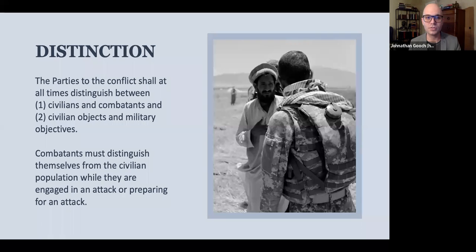But the same is true for civilian objects and military objects, right? And those are not always as clear, but a distinction has to be made before an attack is made. Is this a civilian object or is this a military object? And civilian objects are not legitimate targets.